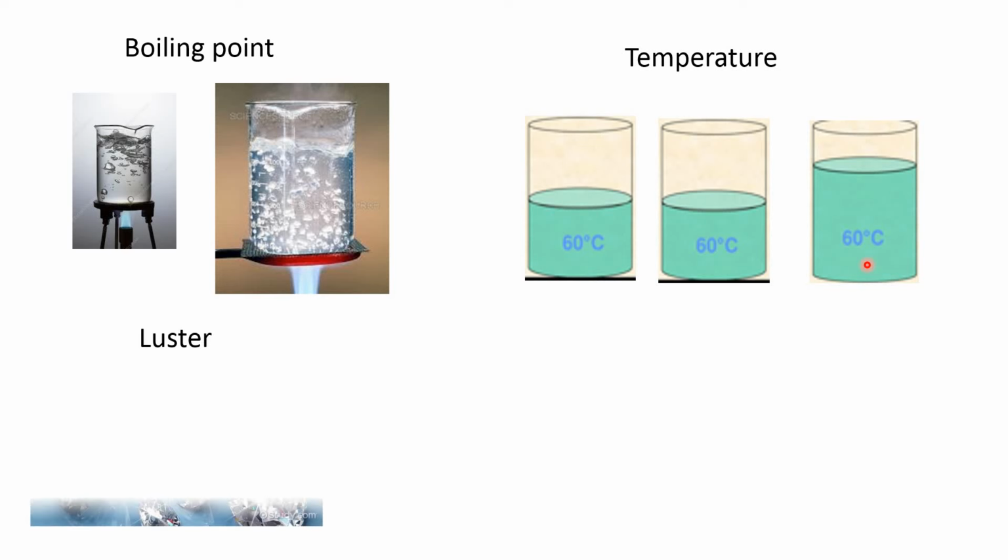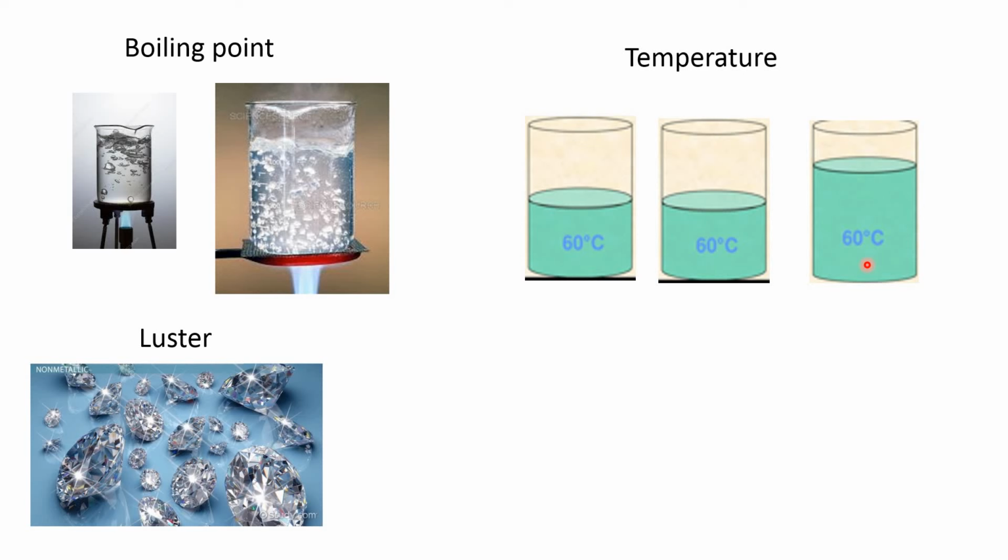Now coming to luster. Luster means the shining property, how that substance reflects the light. Whether this mineral is of bigger size or smaller size, the shining or light-reflecting property will be the same. That means luster depends on the nature. So it is an intensive property.